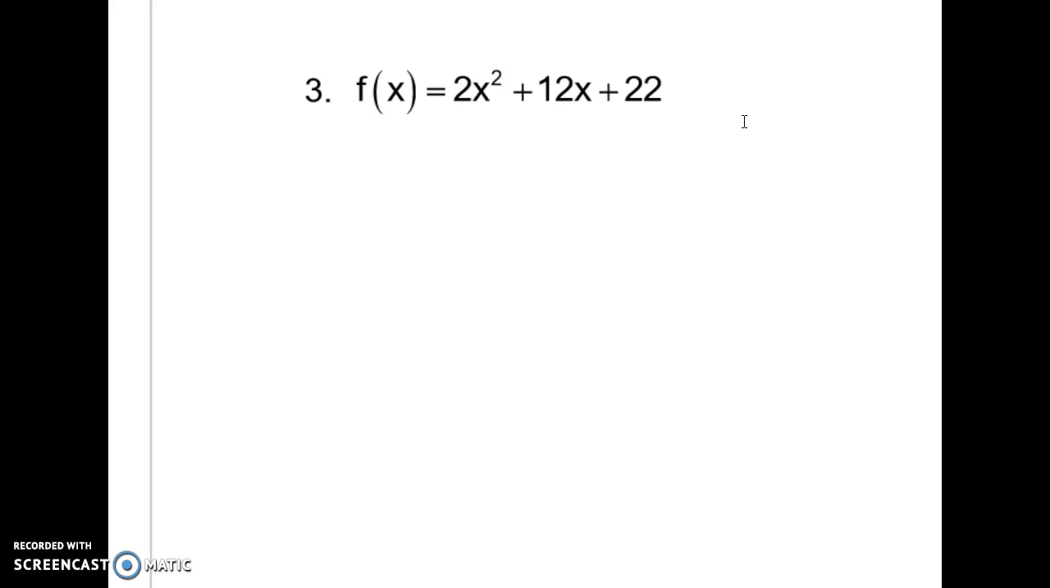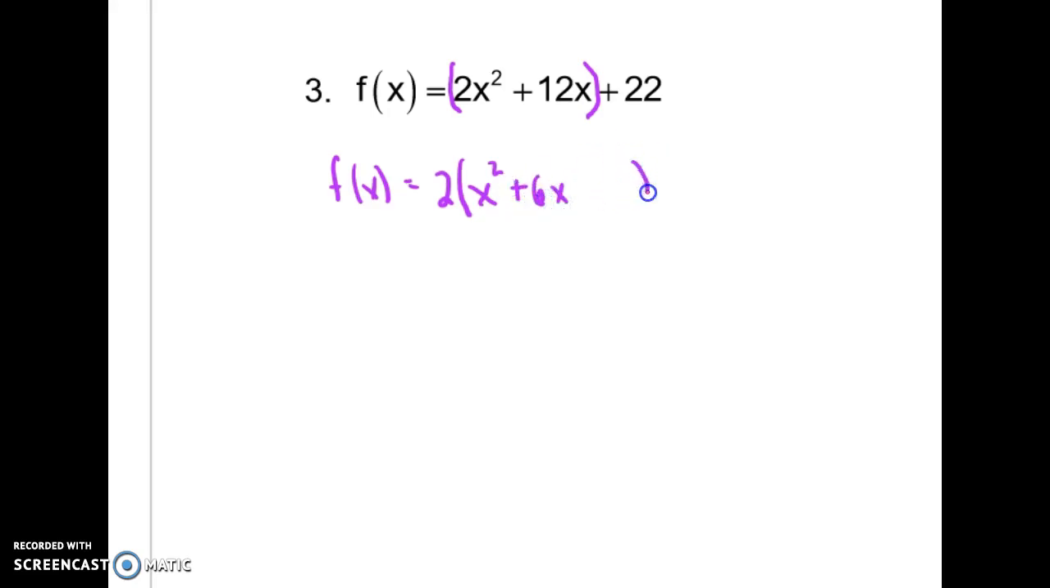Now, to do that, what I'm going to do is take a look at 2x squared and 12x. I'm going to ignore the 22 for now. It's just going to kind of be there. But I'm going to take a look at those two. And what I'm going to do is factor out the greatest common number factor. I'm not worried about the fact that they're x's. I just want the biggest number that they both have in common. And in this case, with a 2x squared and a 12x, my biggest number I can take out is a 2. And when I do that, I'm going to be left with x squared and 6x.